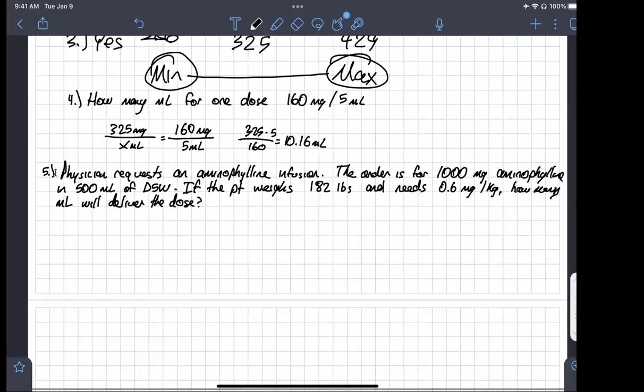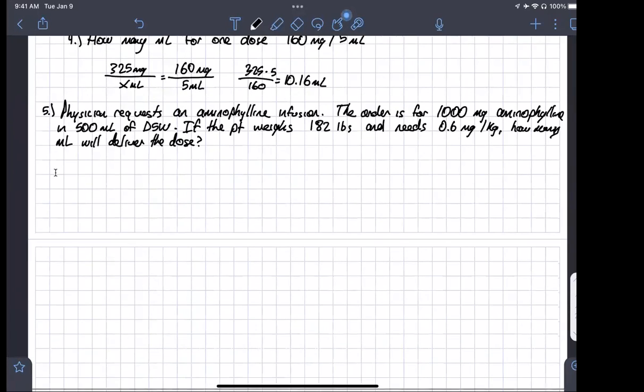Okay, so we have a couple problems. If you read along, he requested an aminophylline infusion. The order is for 1,000 milligrams of the drug in 500 mils of dextrose 5%. The patient weighs 182 pounds and they need 0.6 mg per kg. You're asking for how many mils will deliver this dose. So remind yourself, the dose is for 1,000 milligrams, okay?